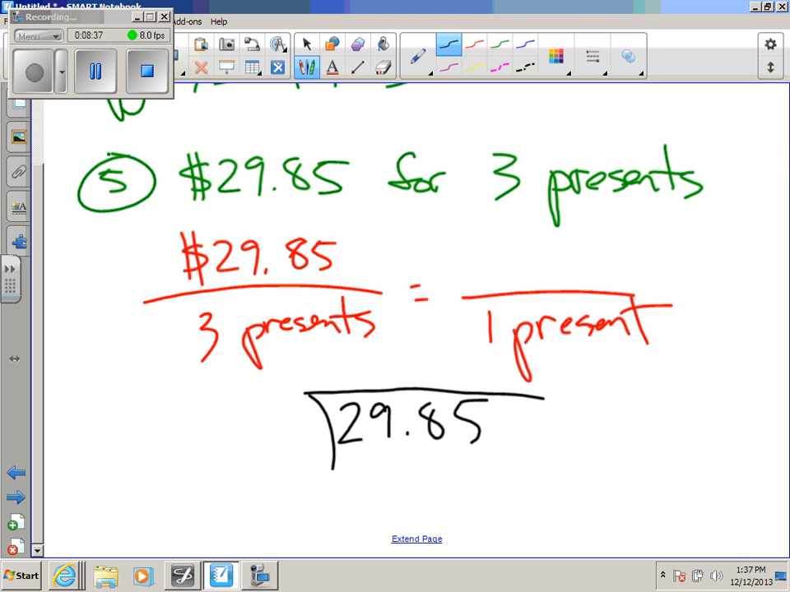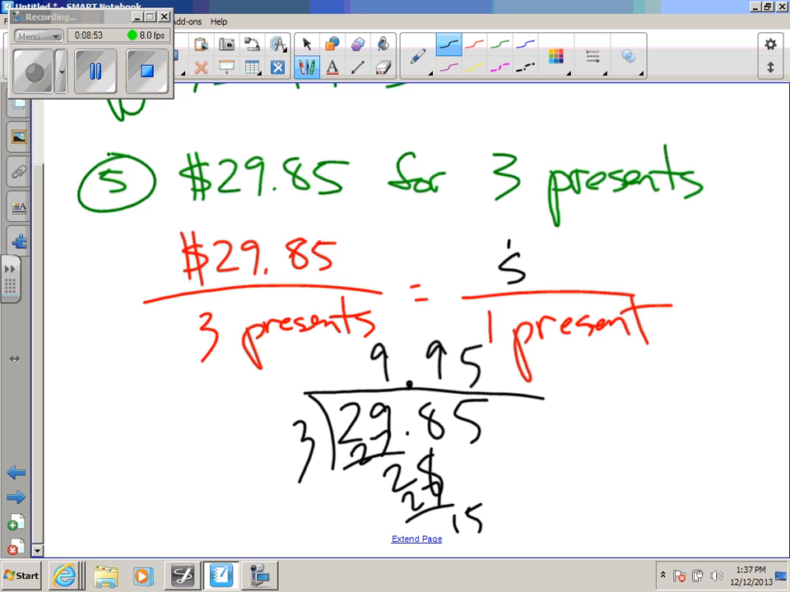$29.85, all divided by 3. When there's a decimal, I make sure that I bring that up. 3 into 29, how many times? The 28 and 15. So our final answer, $9.95.